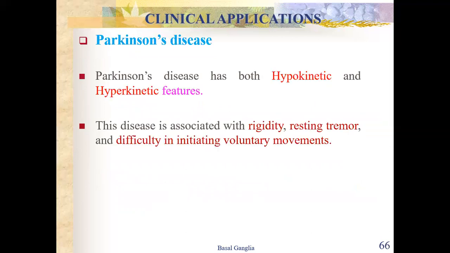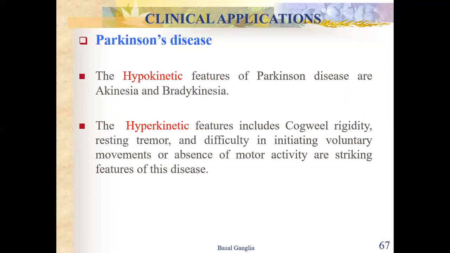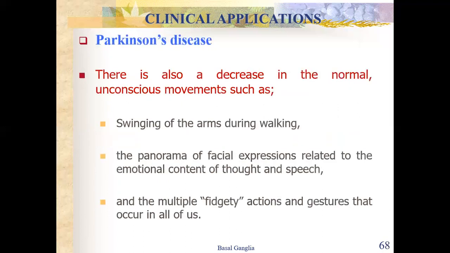So Parkinson's also has hypokinetic and hyperkinetic features. And this condition is associated with rigidity, resting tremors, and difficulties in initiating voluntary movement. Remember the functions of the circuitry in the basal ganglia, which helps intended movement to occur and prevents unintended movement. So there will be difficulty in initiating intended voluntary movement in Parkinson's. So we have the hypokinetic and hyperkinetic features, the presentations of Parkinson's disease.